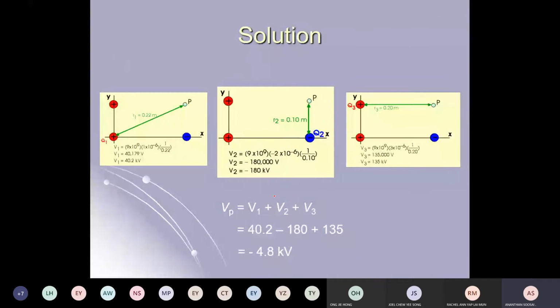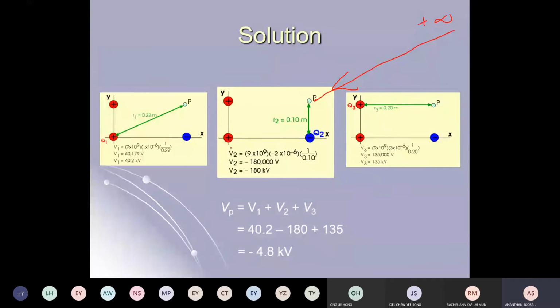So V1 plus V2 plus V3. Take the distances: 0.22, 0.1, and 0.2. The second potential is negative, the other two are positive. So finally it is found to be negative 4.8 kilovolt. What is the final conclusion? To bring a positive test charge from infinity to point P, you finally have to do negative work.